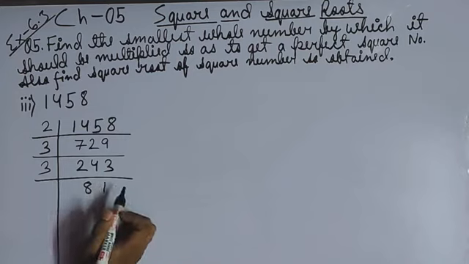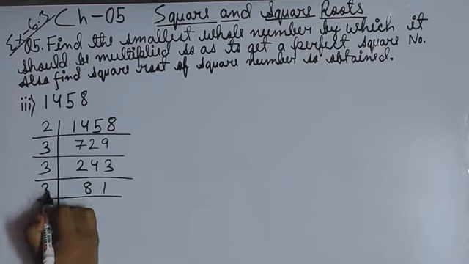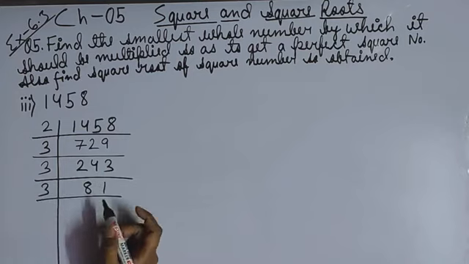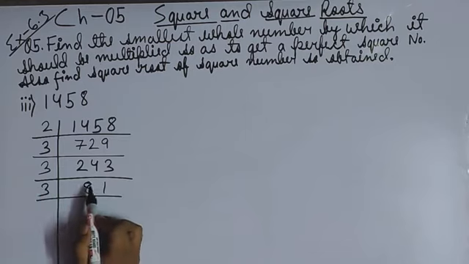81 quotient निकल कर आ रहा है. Again this 81 will be divisible by 3. 3 से divide हो जाएगा because 8 plus 1 again gives you 9. 9 is divisible by 3. So hence this 81 will be divisible by 3 also. When we are dividing it by 3, we are getting quotient as 27.